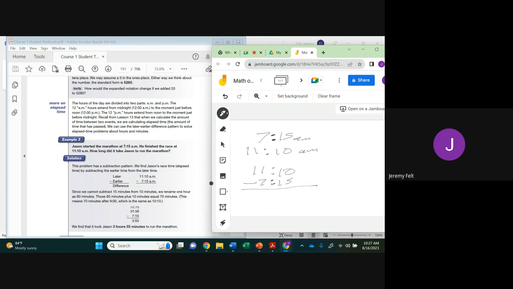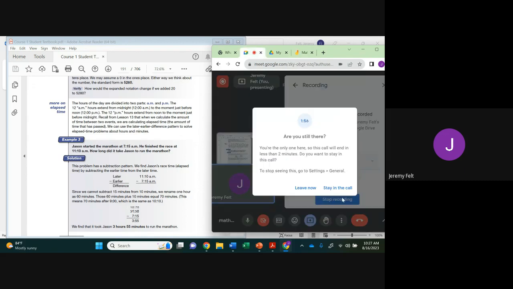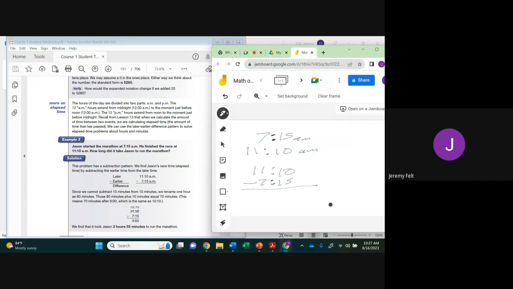And now again, 10 minus 15 gives us a negative number, which we can't have negative time. He didn't run it so fast that he reversed time. So we need to take 1 from here and make this 10, okay, and then add it to here. But again, we're not adding 100, we're adding 60. We're adding 1 hour, which is equivalent to 60 minutes. So we're going to add 60 to 10. So this is now going to be 70 minutes.